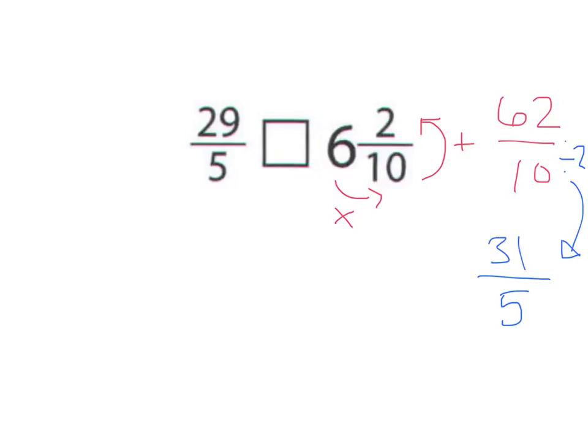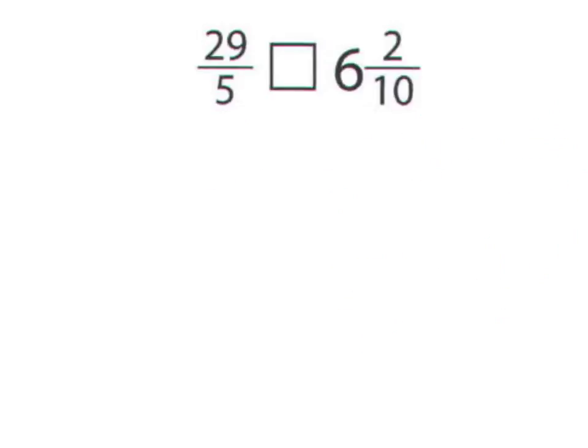So now we have 29/5, I'm just going to bring it over here, compared to 31/5. Clearly, 31 is larger than 29, so in between I'm going to write the less than sign because 29 is less than 31. Let's try the question again, but this time we're going to change 29/5 into a mixed number. To do this, let's divide 29 by 5. So 29 divided by 5.